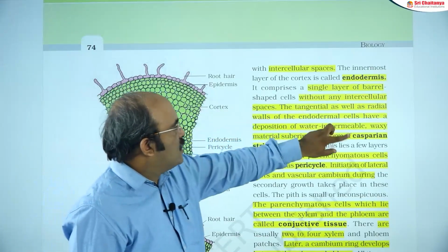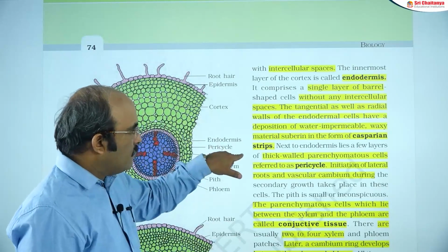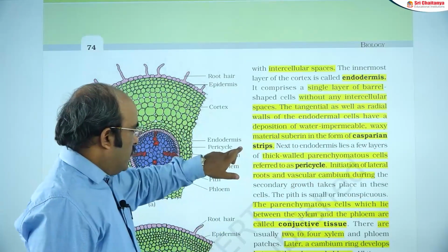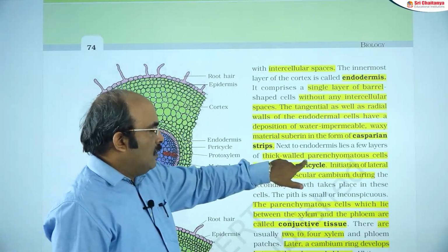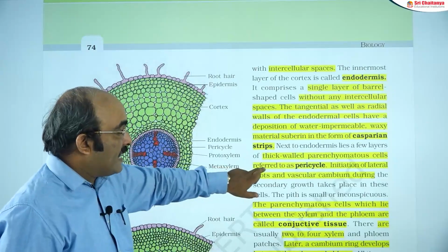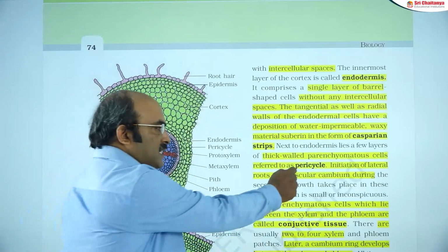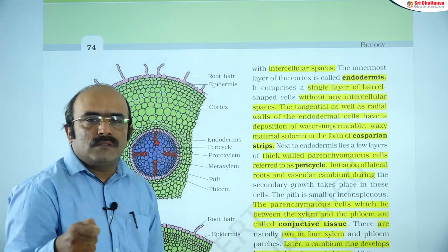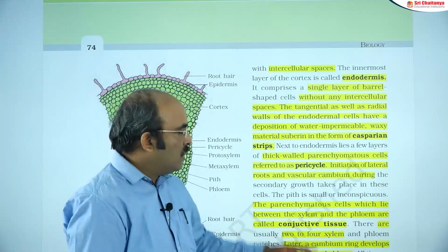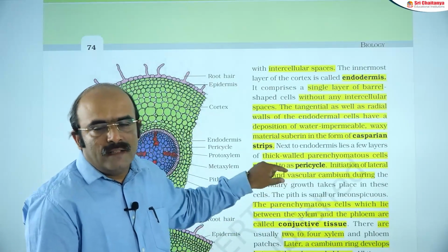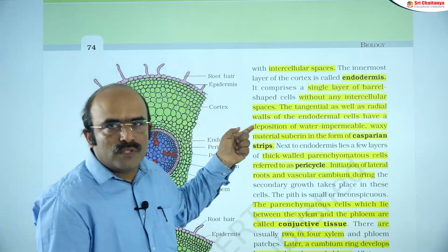So the radial and tangential walls of the endodermal cells have deposition of a water impermeable substance called suberin, which is represented as the Casparian band. Next to the endodermis, you could find the stellar part, which is represented by thick-walled parenchymatous cells, the pericycle. So the pericycle is a layer from where you will observe the development of the lateral roots. Lateral roots are endogenous in origin because they develop from the pericycle, which is the innermost layer, not like the root hairs, which develop from the outermost layer.